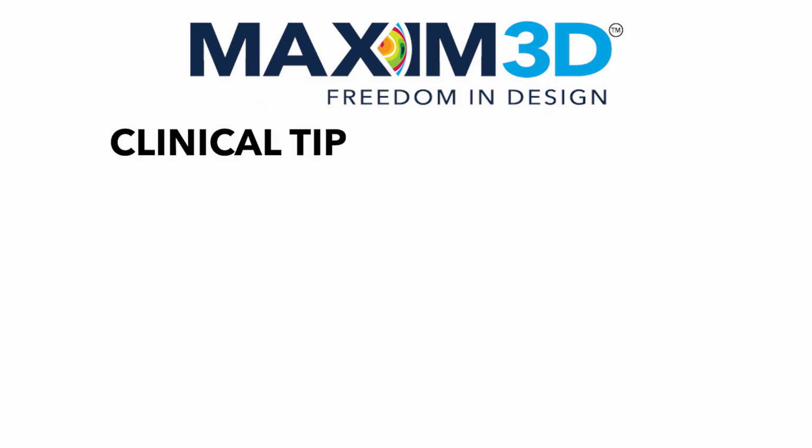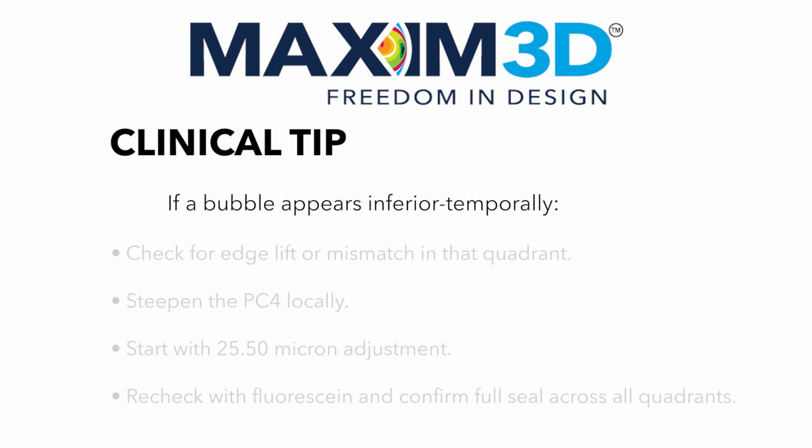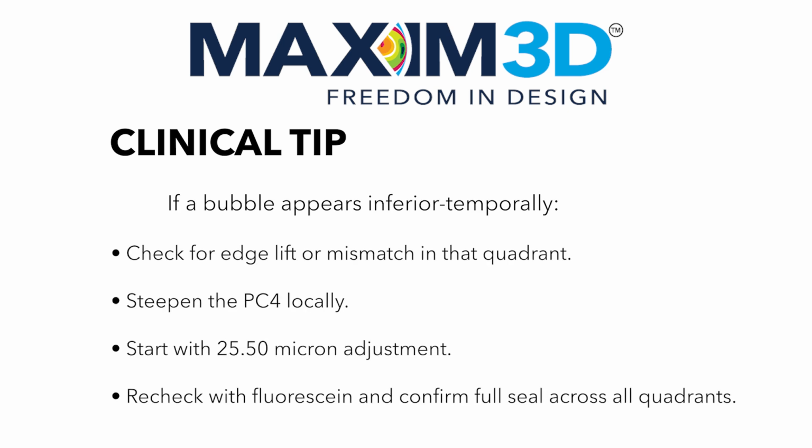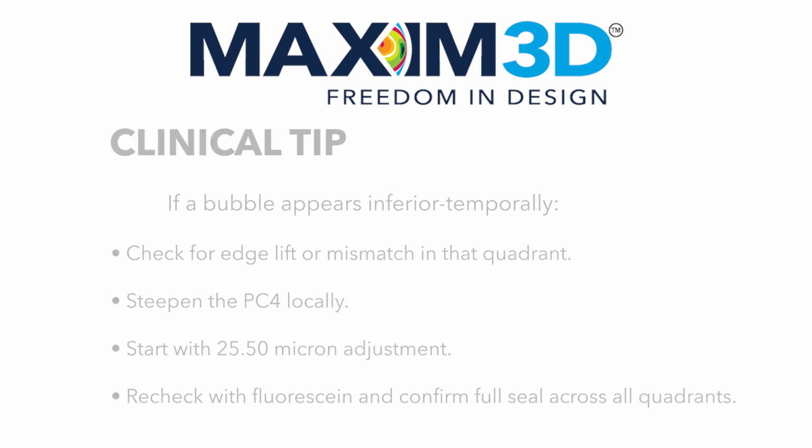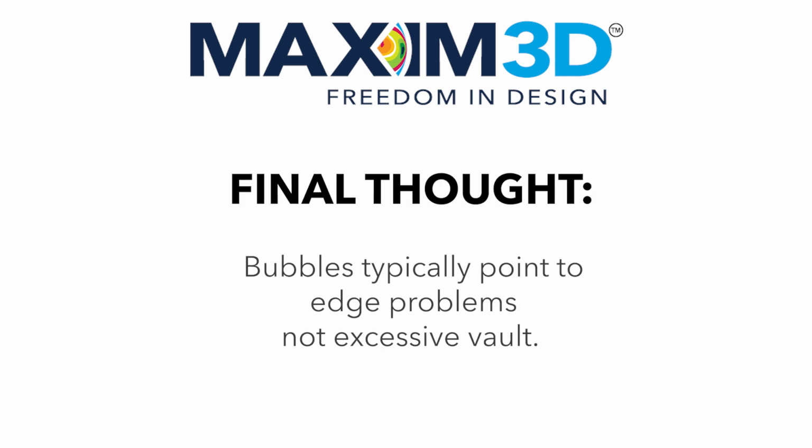Clinical tips include: if a bubble appears inferior temporally, check for edge lift or a mismatch in that quadrant, and steepen the PC4 locally. We suggest starting with a 25-50 micron adjustment, recheck with fluorescein, and confirm full seal across all quadrants. Our final thought: bubbles typically point to edge problems, not excessive vault.